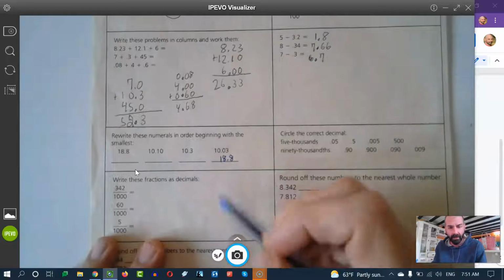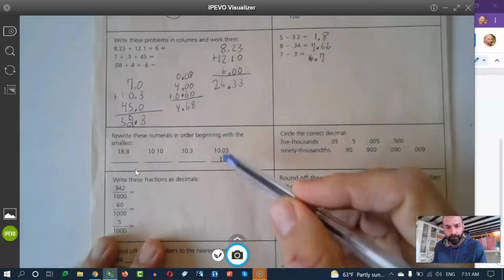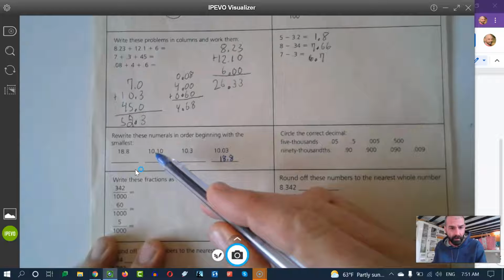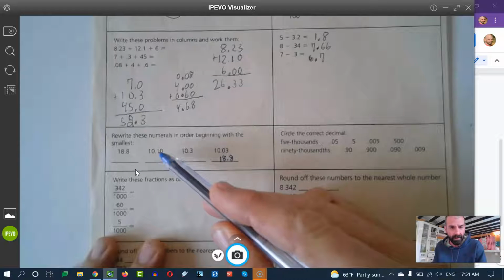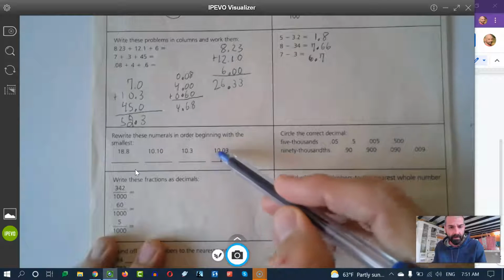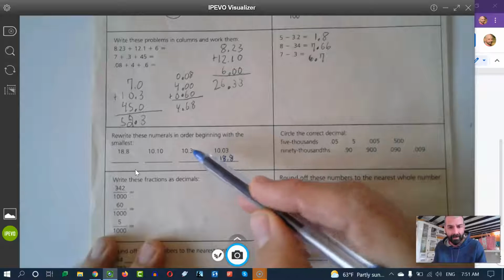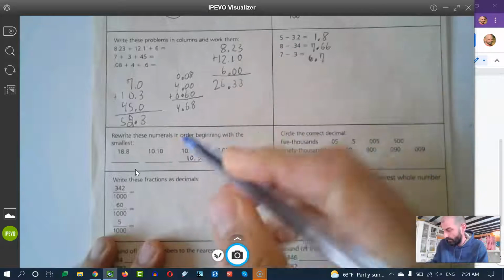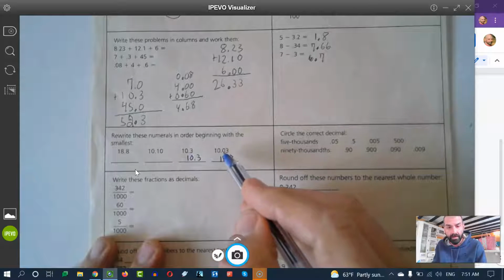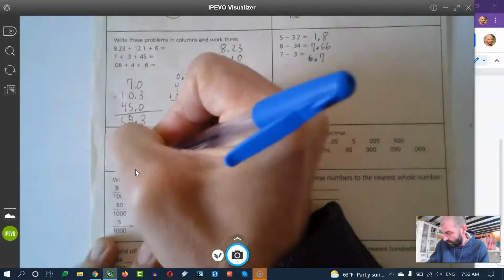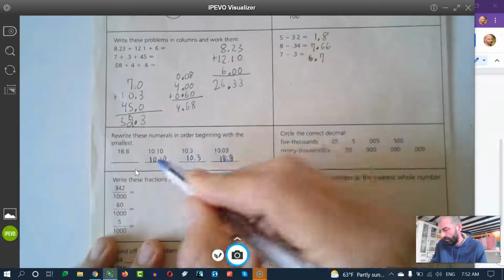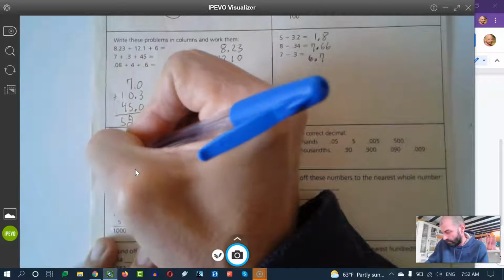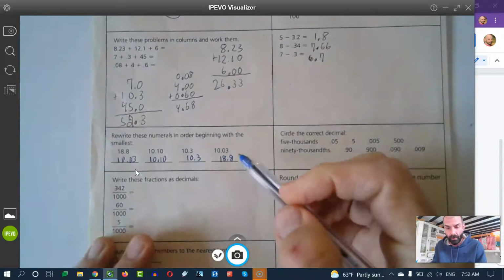And then I see 10, 10, and 10. So now I have to think place value to understand which one is bigger than the others. The first place I'm looking at is tenths. I see 1/10 here, 3/10 here, and 0/10 here. So 10 and 3/10 has to be the biggest of those. Then if I compare again, there's 1/10 and 0/10. So I know 10 and 1/10 is bigger than 10 and 3/100, which is the smallest. So again, did you get those all in order?